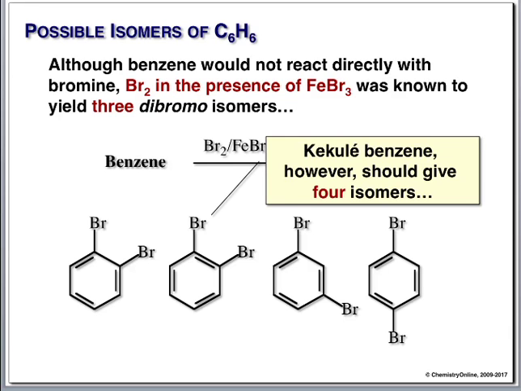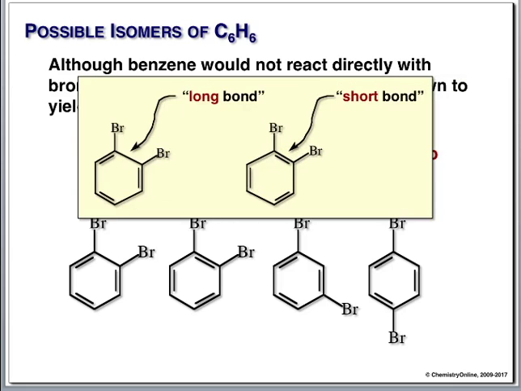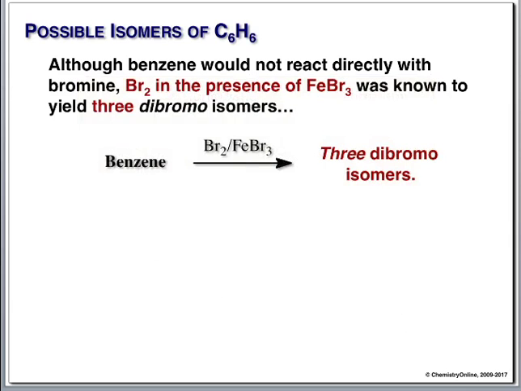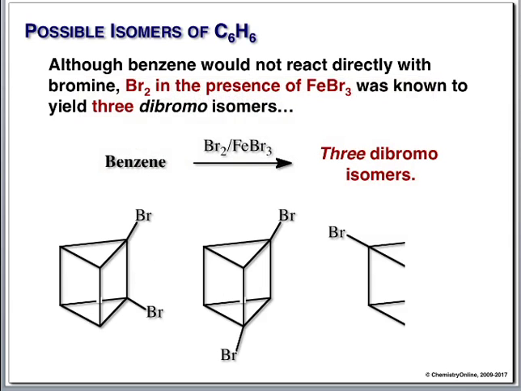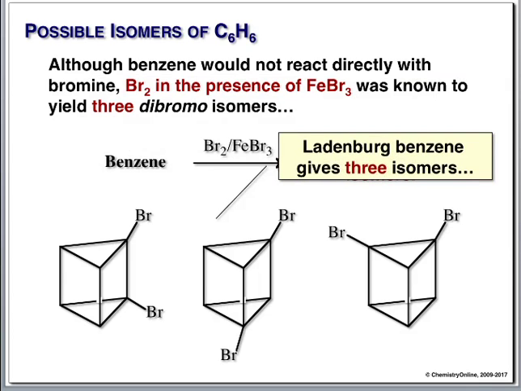Here we have 2 bromines with a single bond in between, double bond in between, 1,3 and 1,4. The difference in these two, if you think about it, single bond is longer than a double bond, so they should be isomeric. Now, Ladenburg benzene, in fact, can only get 3 isomers. So Kekulé was really depressed.